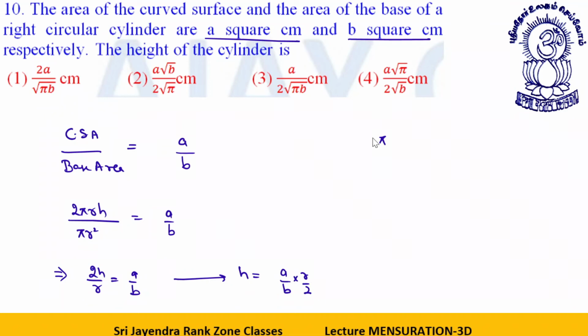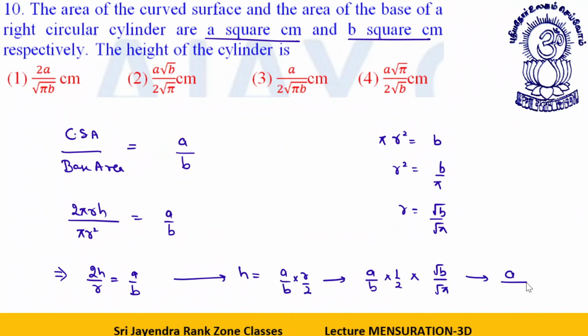See, what is given? Base area pi r square is equal to b. So I can say r square is equal to b by pi. R is equal to under root b upon under root pi. So this gives you a by b into 1 by 2, and the value of r is under root b by under root pi. So that gives you a by 2 root pi and root b in the denominator. Option 3 is the answer.